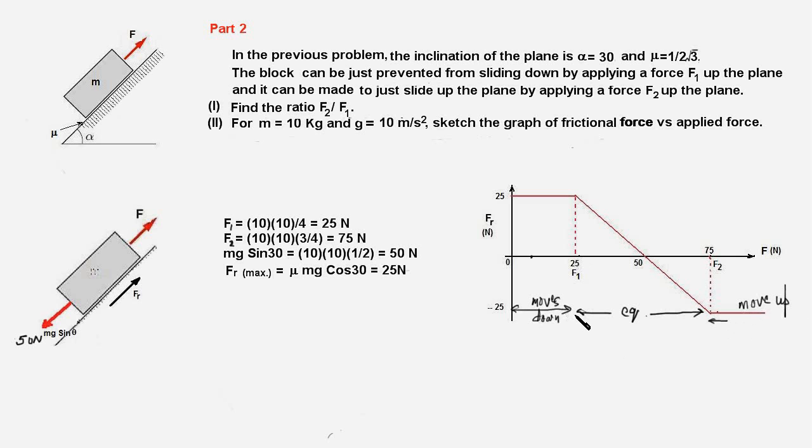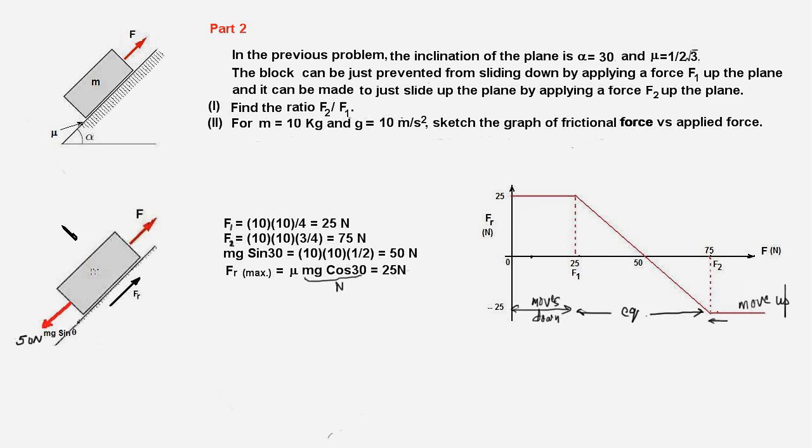So the motion of the block is in this range of applied force, less than 25 newtons and more than 75 newtons. And therefore, in these two regions, the kinetic friction will be in play. And what is the value of the kinetic friction? It is mu times N. This is N. So the kinetic friction is 25 newtons, and therefore we can draw a line like this and this.